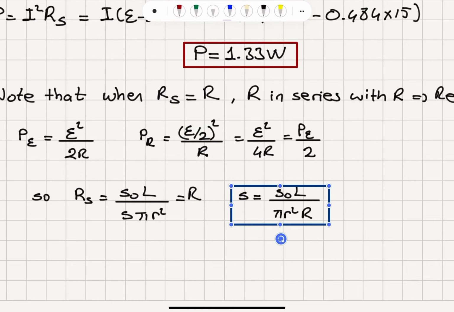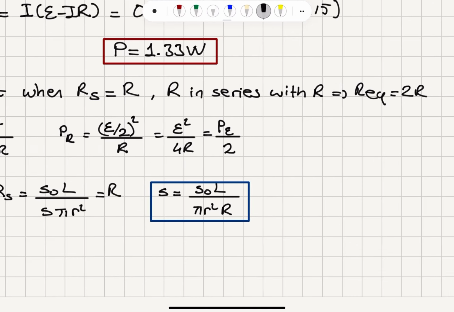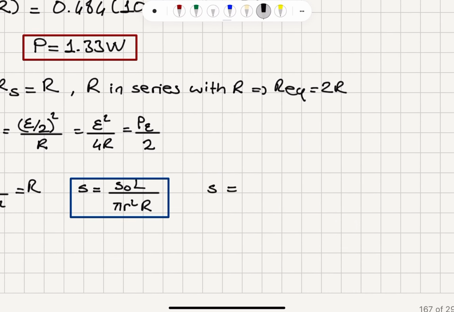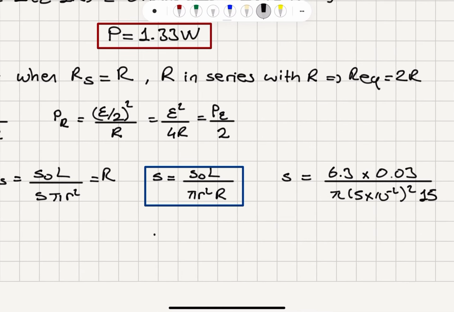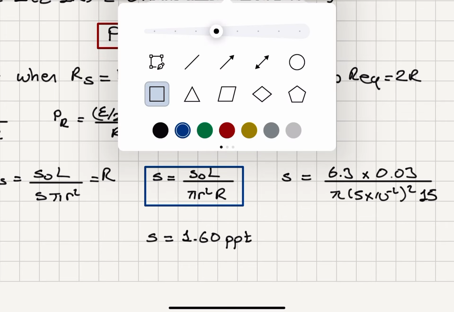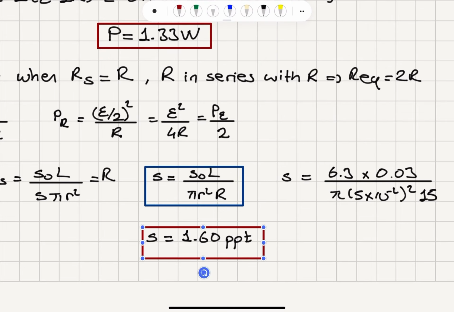So for this salinity level, this condition will be satisfied. If I substitute the numbers here, 6.3 ppt for S0, L is 0.03 meters, divided by pi times 5 × 10^-2 meters squared, and the resistance is 15 ohms, that gives me a salinity level of 1.60 parts per thousand as the final answer to part D.